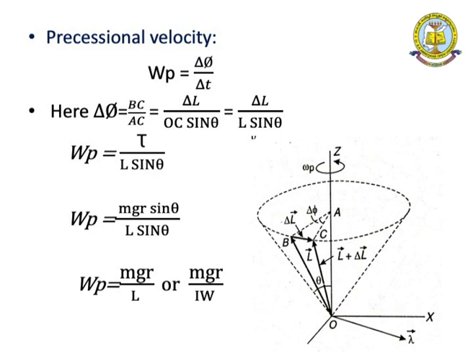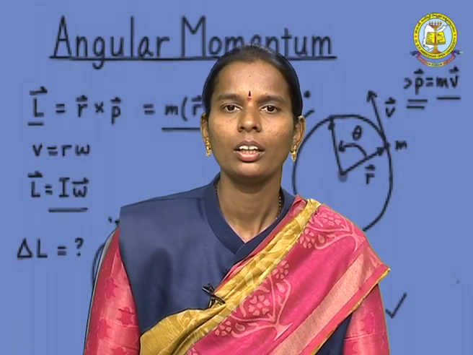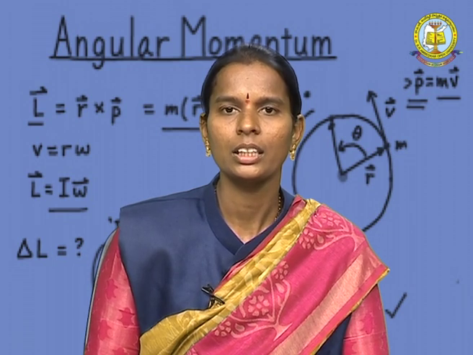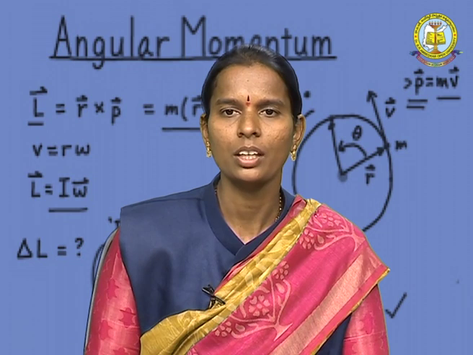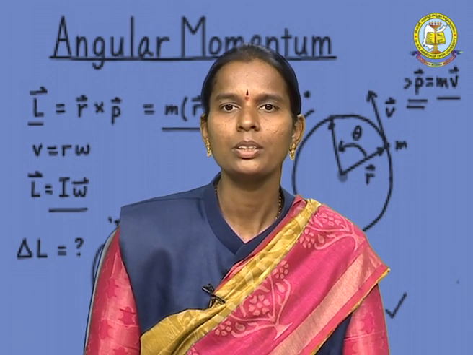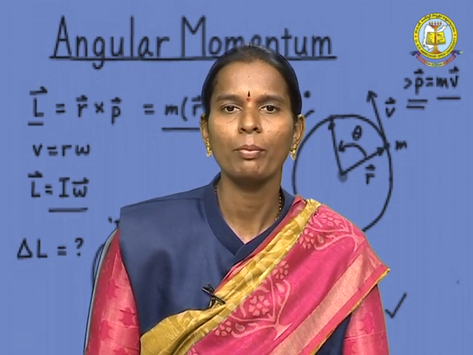So here this is L. After del t seconds, the angular momentum is L plus del L. The precessional angular velocity about the OZ axis is the rotation of this axis of precession, that is omega p is equal to del phi by del T.